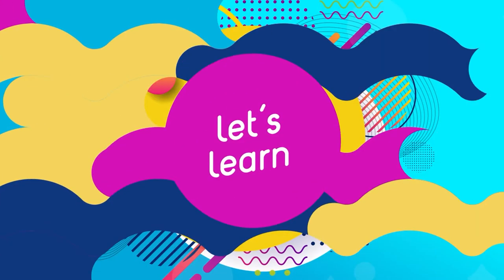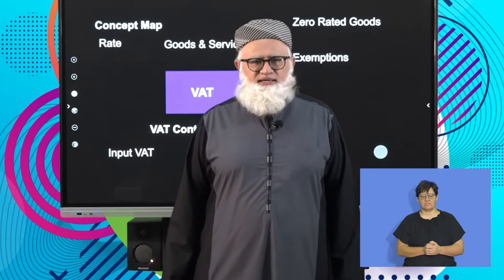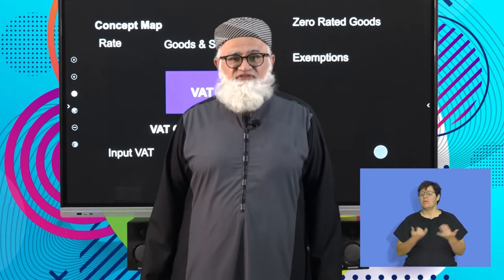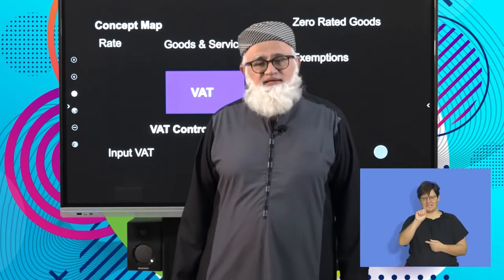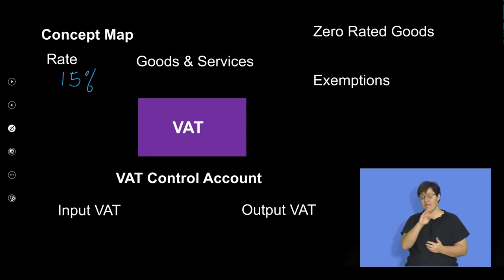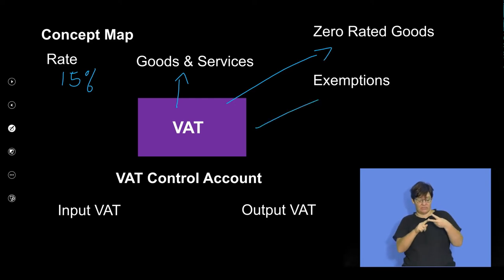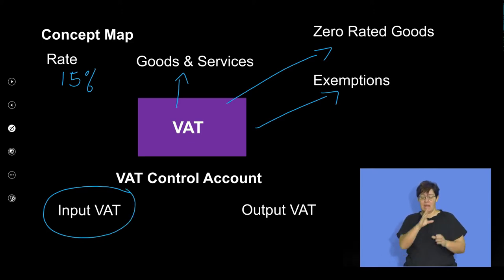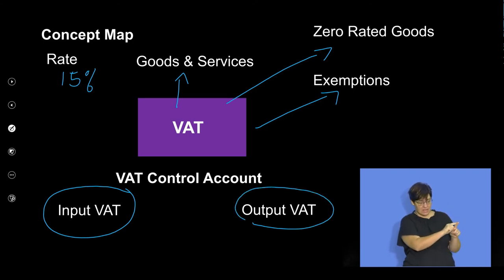Welcome back, Accounting Boffins. We're busy with VAT, value added tax. A quick recap. Remember we said the current rate of VAT is 15%, right? We said that VAT is levied on goods and services. We said you have zero rated items. You have certain exemptions on VAT. We said input VAT is the VAT that we pay as a VAT vendor, which we can claim back from SARS. And then you have output VAT, which is the VAT that we collect and we pay over to SARS.